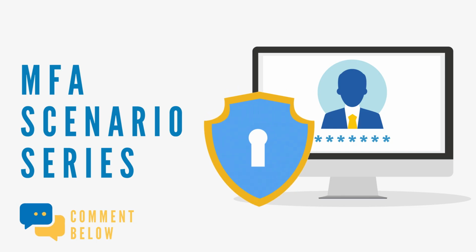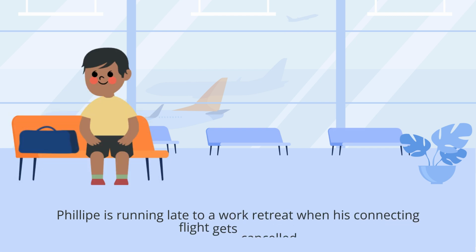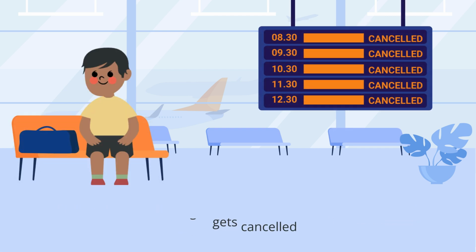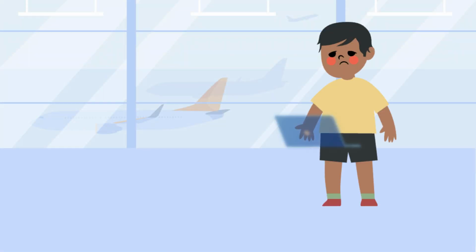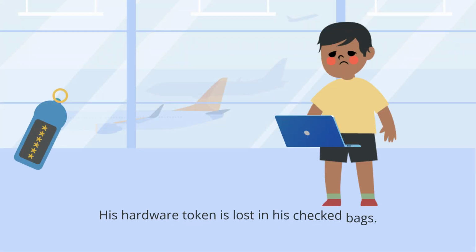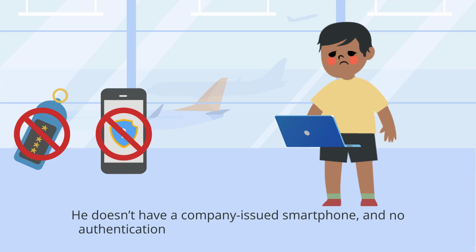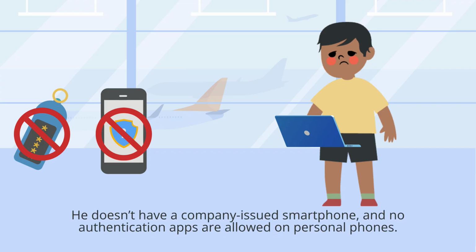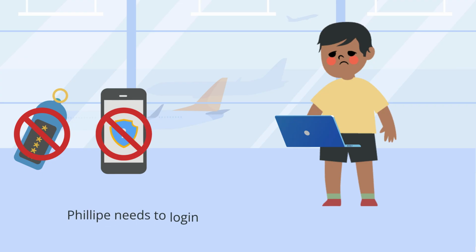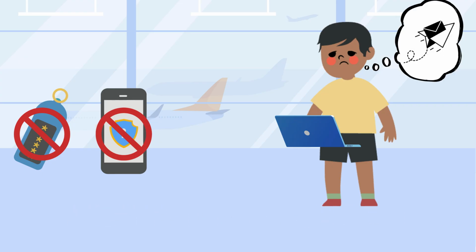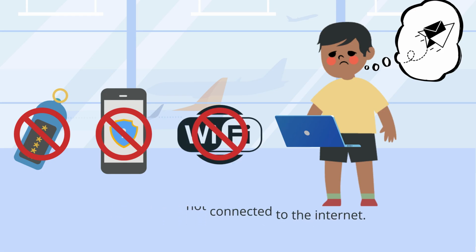Let's dive in. Today's scenario involves a man named Philippe. Philippe is on his way to a company retreat when his connecting flight gets canceled. To make matters worse, his checked luggage, including his hardware tokens, is lost in transit. He doesn't have a company-issued smartphone, and his organization doesn't allow smartphone-based authentication. But Philippe still needs to log in to his laptop to send an email to his team and let them know he's running late. So, without internet, a smartphone, or any hardware token, how can he securely authenticate? Let's look at a couple of options.